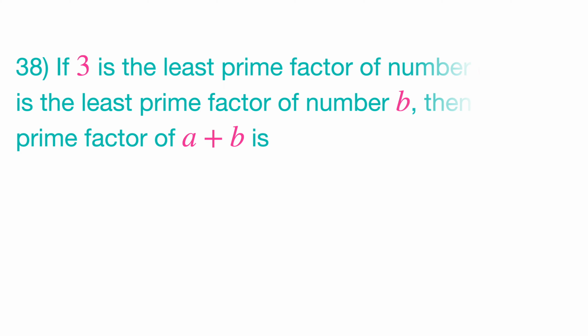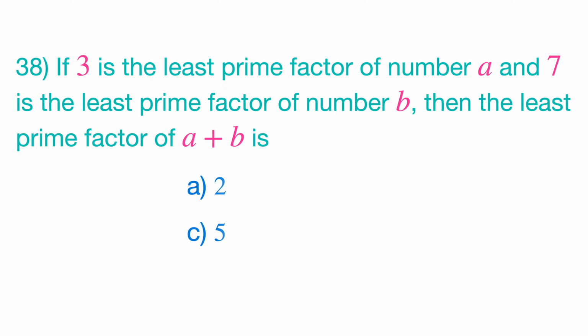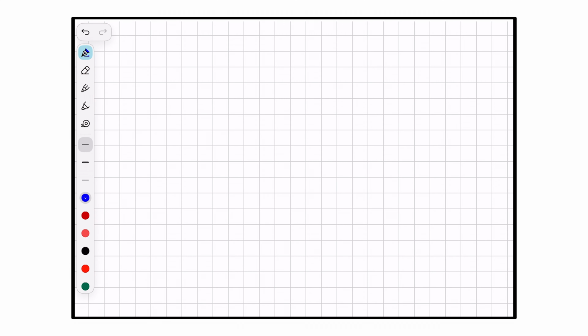If 3 is the least prime factor of a number A and 7 is the least prime factor of number B, then the least prime factor of A plus B is, we have solved a similar problem before. Anyway, I'll go through this quickly. So A is given as some number with 3 as the smallest prime factor, and for B it's given as 7 is the smallest prime factor.